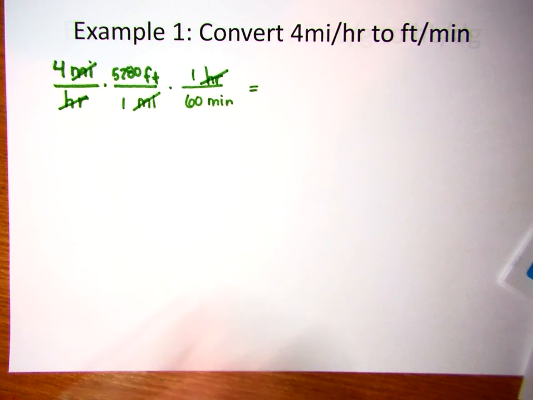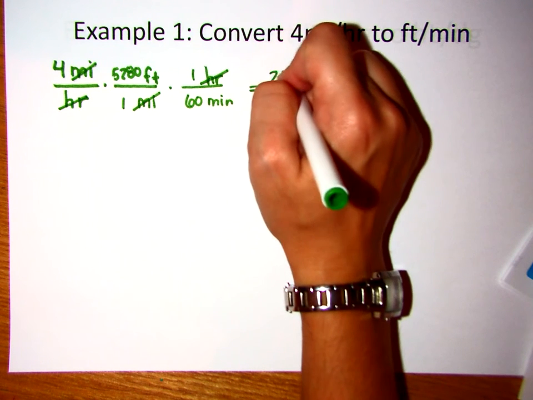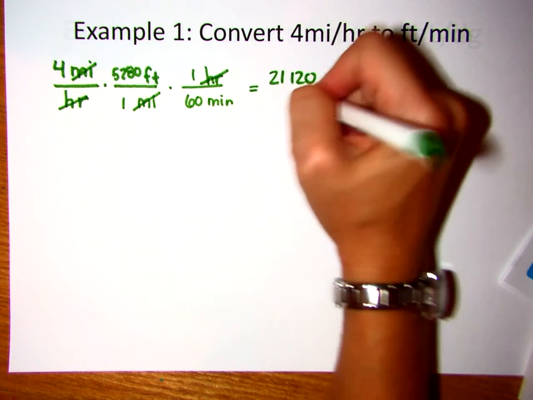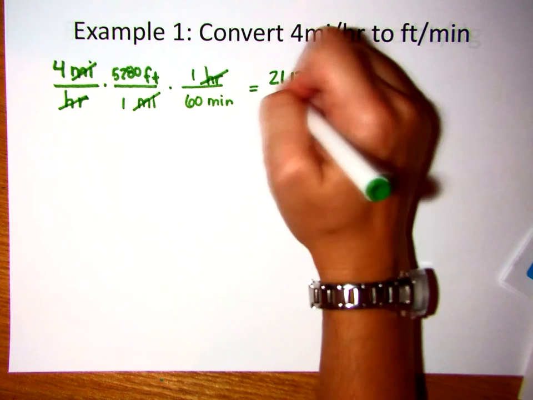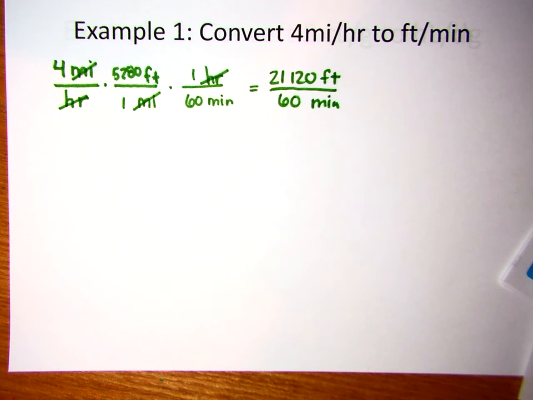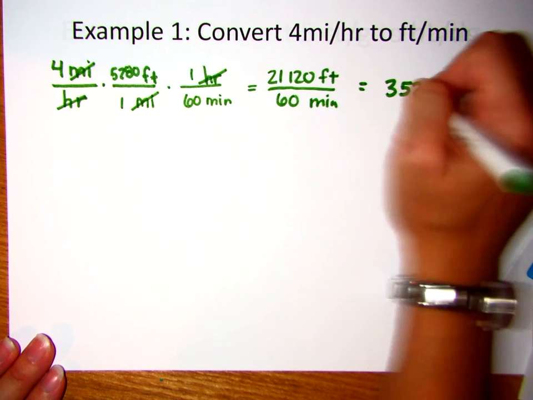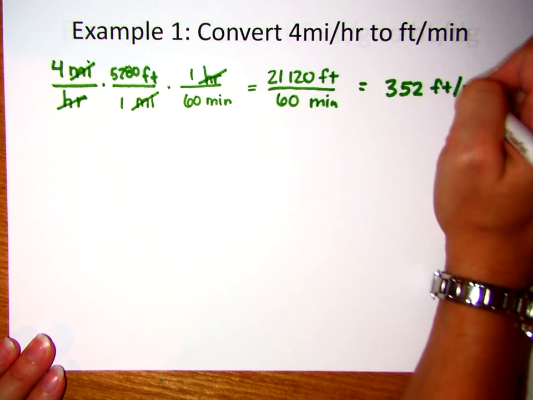So when I do 4 times 5,280, I'm going to get 21,120. And the unit with that would be feet. Over 1 times 60 is 60. And the unit with that is minutes. So now all I have to do is divide by 60. And my final answer here would be 352 feet per minute.